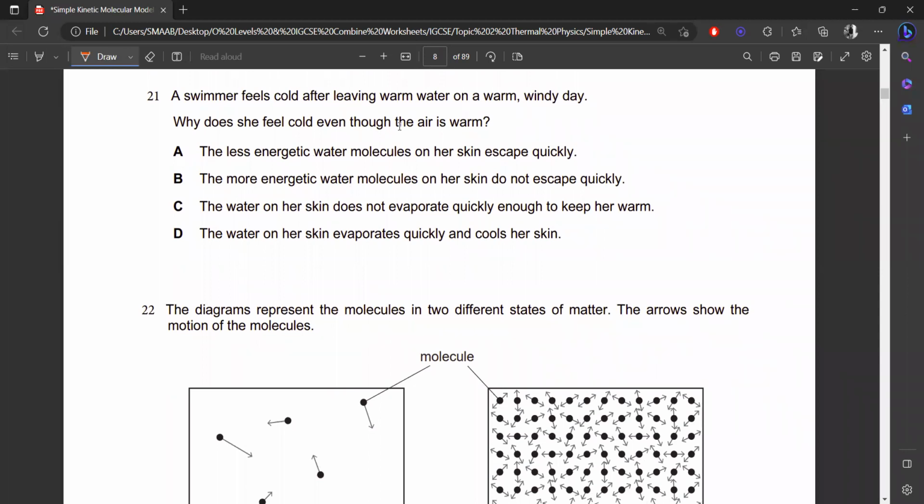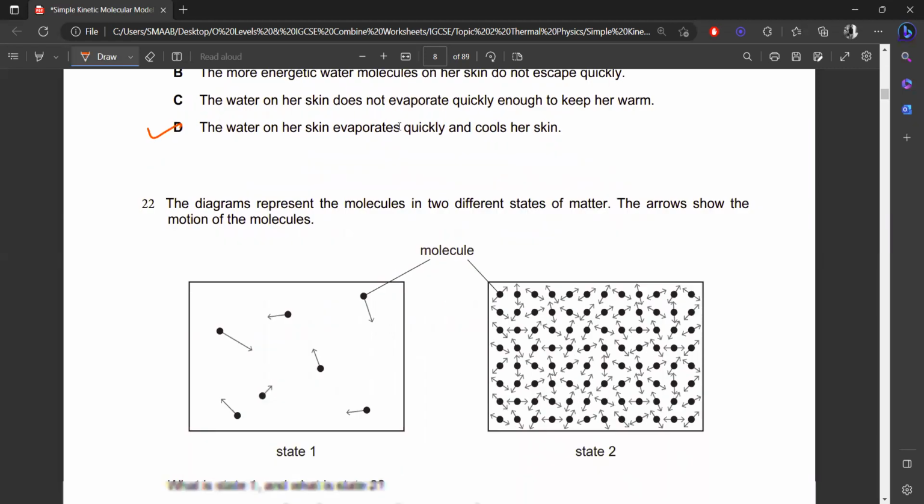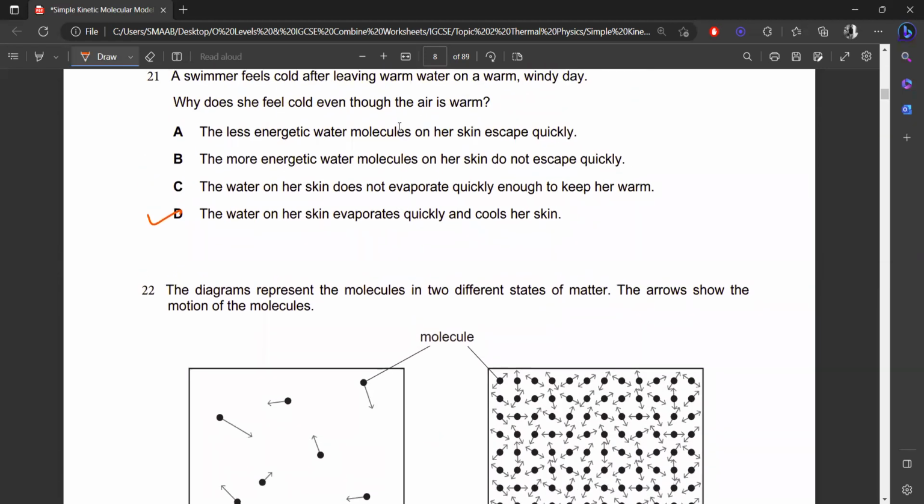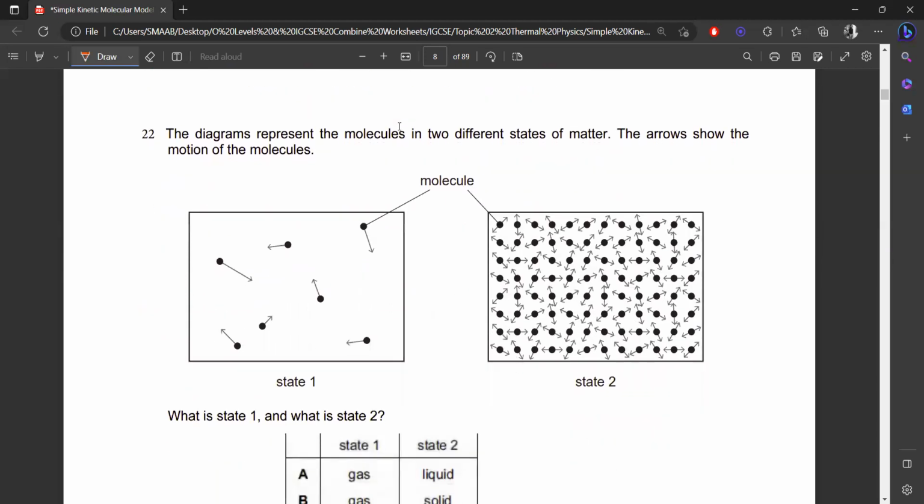A swimmer feels cold after leaving warm water on a warm, windy day. Why does she feel cold even though the air is warm? D. The water on her skin evaporates quickly and cools her skin. Right, because evaporation is a cooling effect. So D is the right option.